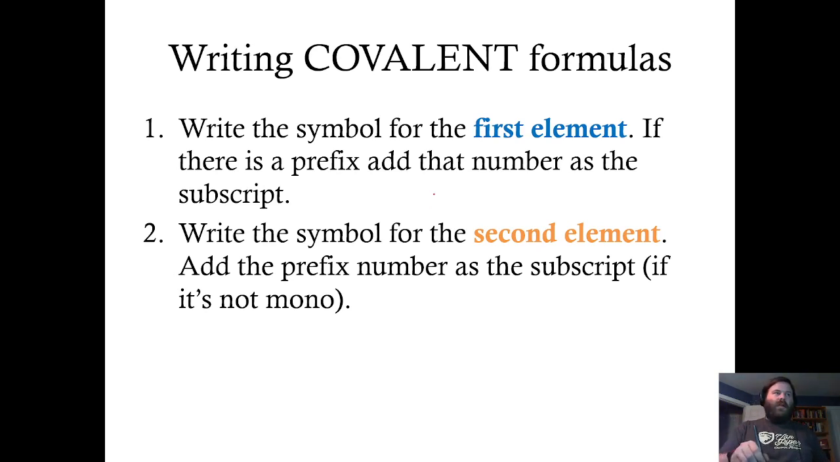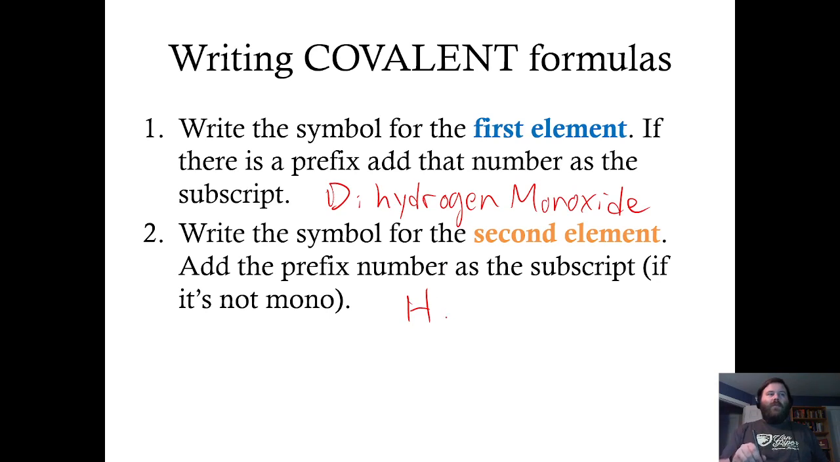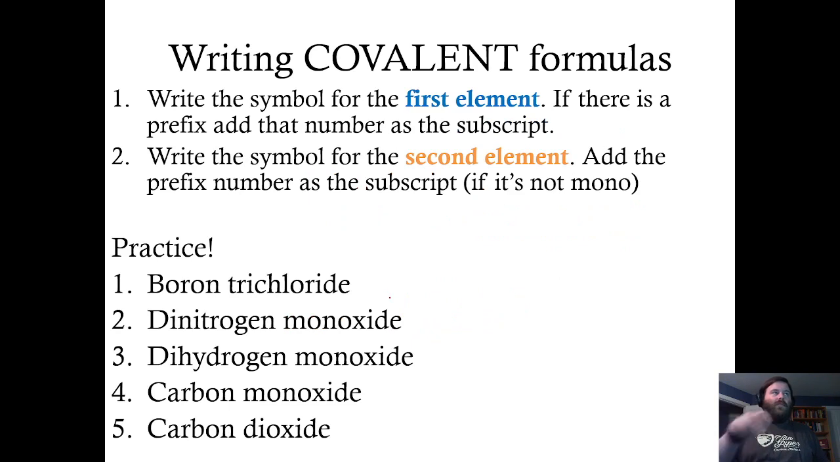Okay, so an example for this is if I had dihydrogen monoxide, our water from earlier, okay, we write the symbol for the first element, hydrogen. If there's a prefix, add that number. There is, it's a 2 from the di. And then for the second element, we write the symbol. And then you add the prefix number as a subscript, but if it's mono, which it is, that means there's only one of them, so we don't put anything there, and it's just H2O. Alright?